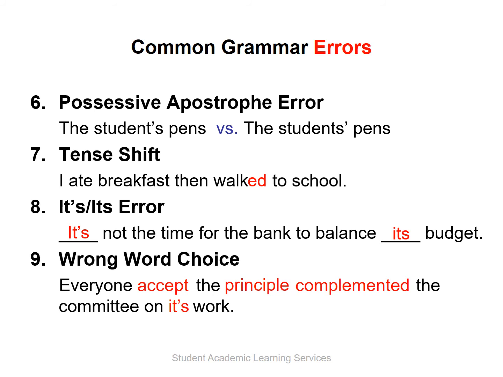So for accept, accept means to receive something, to accept it, to take it. Except means to exclude it, to not include it. So everyone except the principal. In this case, principal should be spelled P-A-L, because principal in this spelling means the main thing. So for example, the principal argument, the main argument, the main idea, the principal idea.